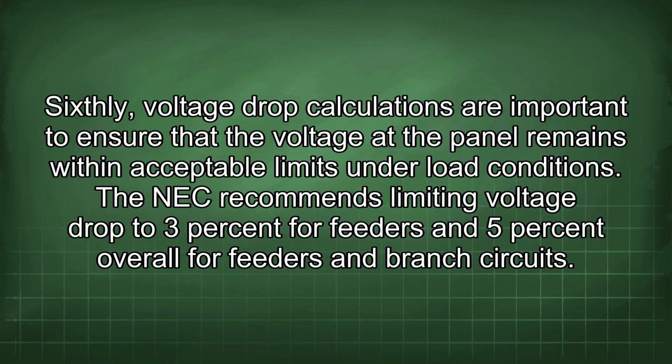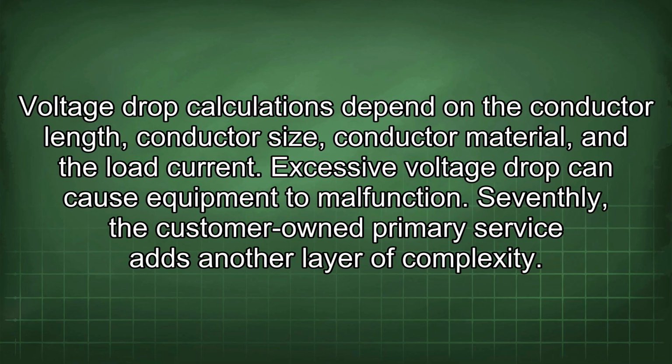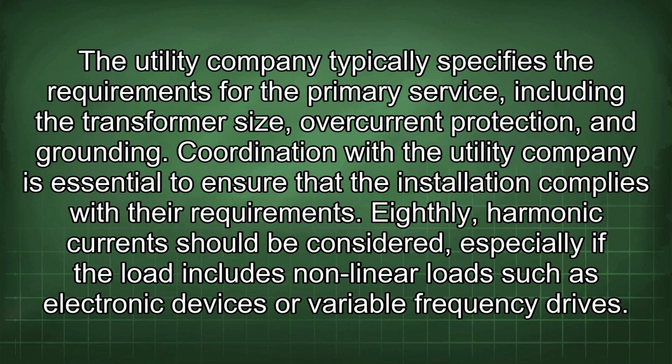Sixthly, voltage drop calculations are important to ensure that the voltage at the panel remains within acceptable limits under load conditions. The NEC recommends limiting voltage drop to 3% for feeders and 5% overall for feeders and branch circuits. Voltage drop calculations depend on the conductor length, conductor size, conductor material, and the load current. Excessive voltage drop can cause equipment to malfunction. Seventhly, the customer-owned primary service adds another layer of complexity. The utility company typically specifies the requirements for the primary service, including the transformer size, overcurrent protection, and grounding. Coordination with the utility company is essential to ensure that the installation complies with their requirements.